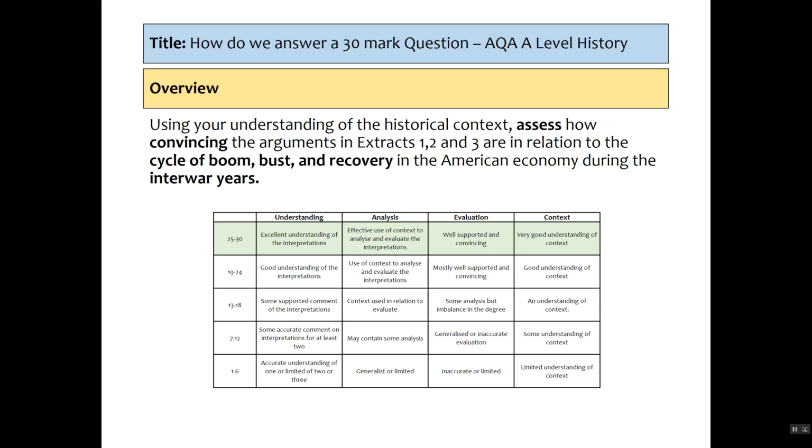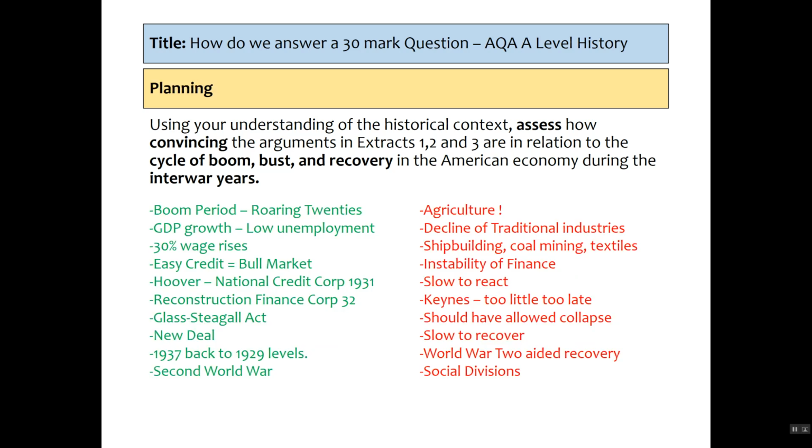Now the rubric says to get 25 to 30 we've got to demonstrate excellent understanding of the interpretations, effective analysis using context to support and evaluate. We're going to talk about convincing evaluation and very good understanding of the historical context.